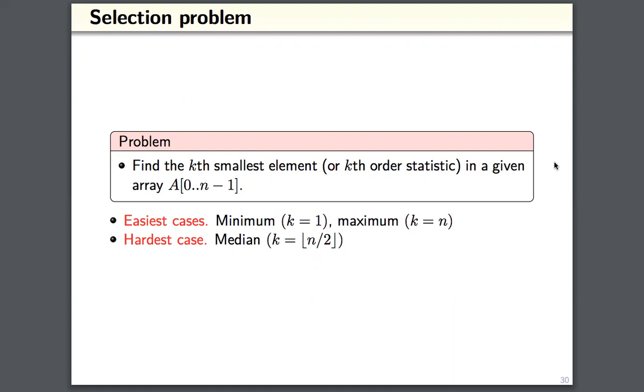But here, the easiest cases are when k is equal to 1, k is equal to n, k is equal to a constant, or k is equal to n minus a constant. Those are the easiest cases. Hardest is the median finding algorithm. So think about this: the selection algorithm is related to the median finding algorithm. Because if you have an algorithm to solve the selection problem, you can find a solution to the median finding problem. So what about the other case?